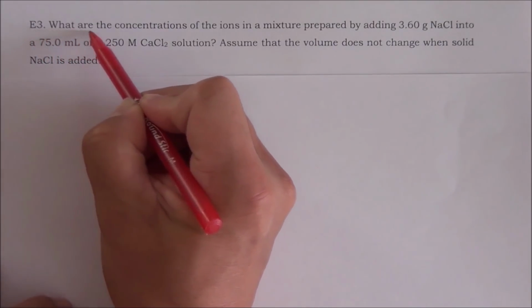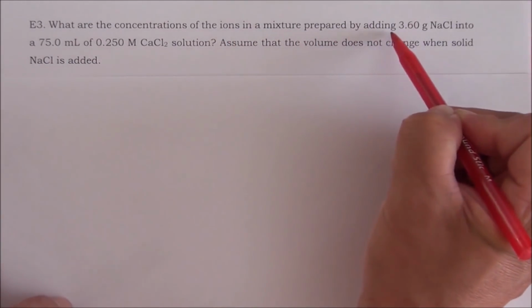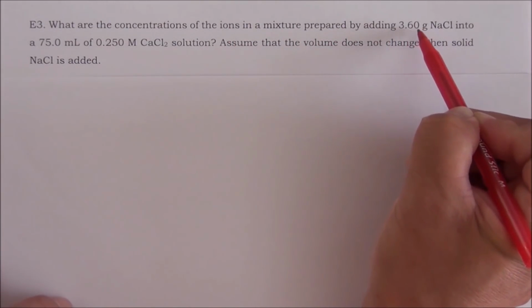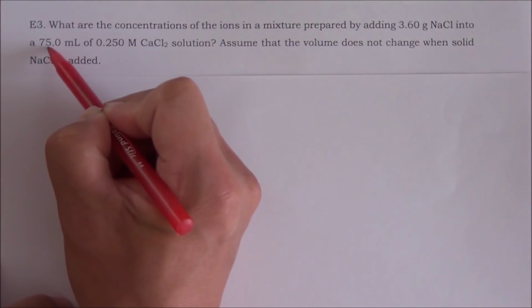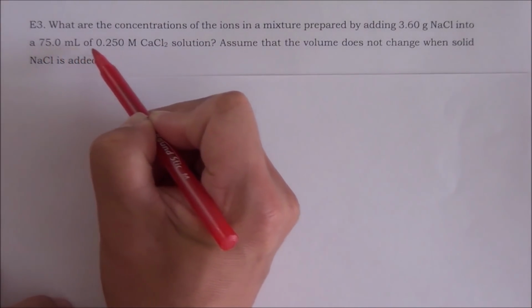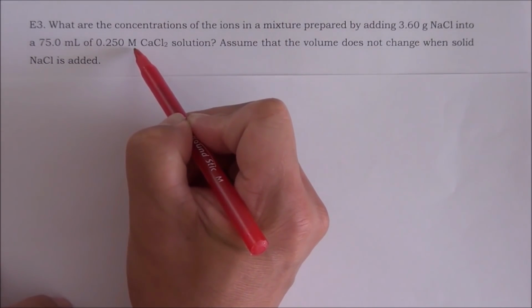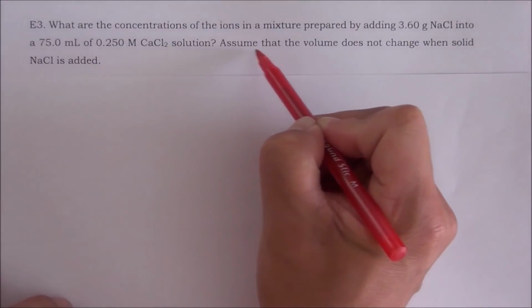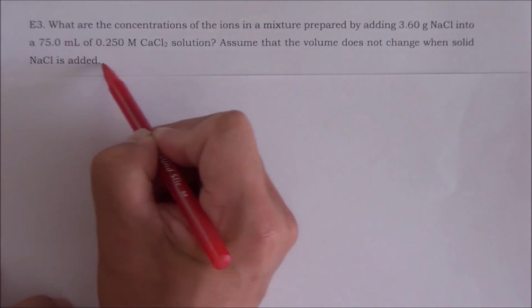Example 3. What are the concentrations of the ions in a mixture prepared by adding 3.60 gram sodium chloride into a 75.0 milliliter of 0.250 molarity calcium chloride solution? Assume that the volume does not change when solid sodium chloride is added.